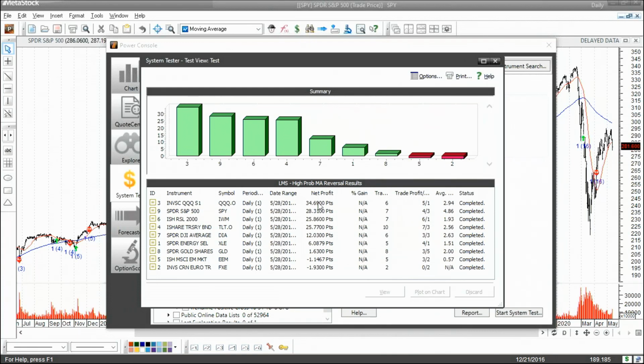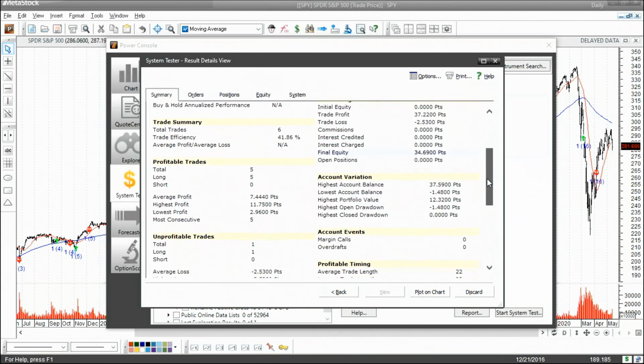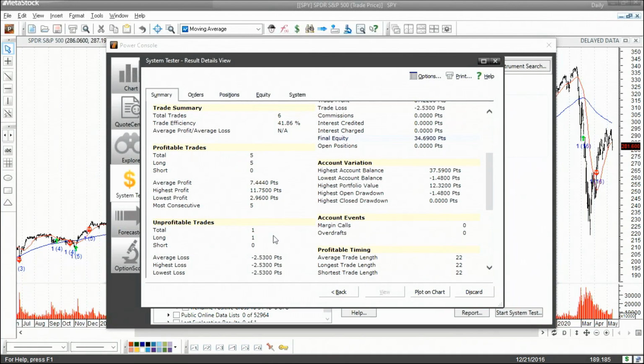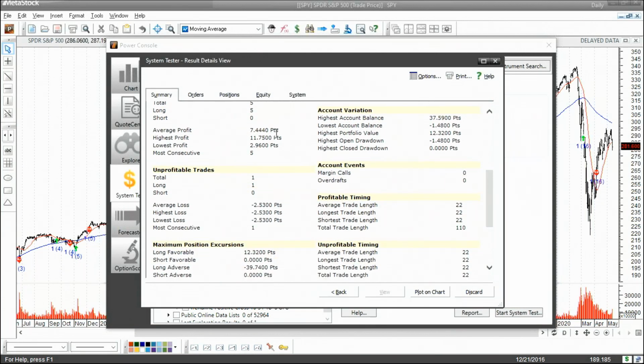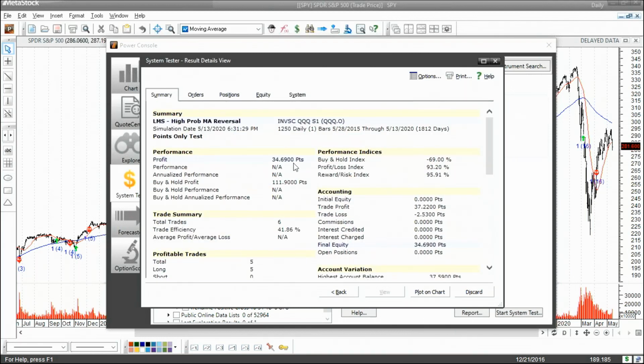So for example, let's go ahead and jump in and take a closer look at this first one here. This one generated the 34 points instead of the 111. But again, we only traded 6 times during that period of time. 5 of them were winners. 1 of them was a loser. The average winner was 7.4 and the average loser was 2.5. So again, that gives me a pretty good ratio there. But what's really interesting is this number right here. We were out of the market 1,100 bars. So in other words, we generated these 34 points over 100 bars instead of 100 points over 1,200 bars.